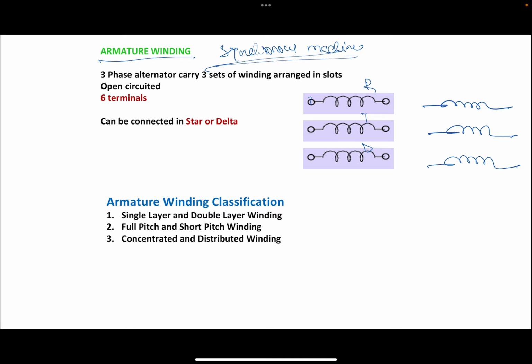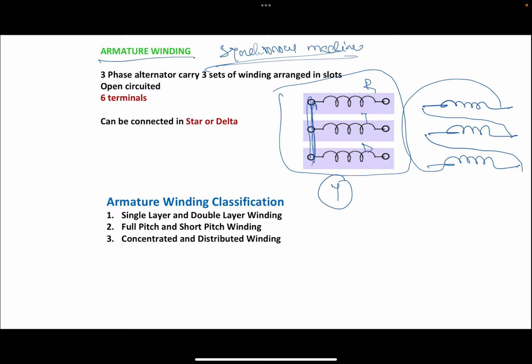If I want to connect in star, I have to close this. Then what is the connection here? Star connection. If I want to connect in delta, connect like this. So connections are given at the external side. Once you go to the machine, you can see that there is a socket box outside. 6 terminals will be there in the socket box. So we can connect externally. We can decide whether the winding is a star connection or delta connection.